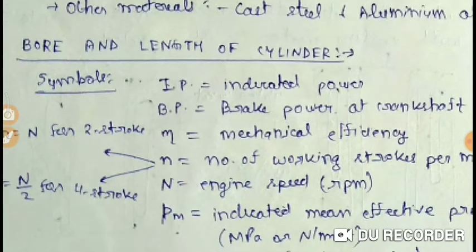Now next, bore and length of the cylinder, very important dimensions. All the cylinders are named according to their bore and length. If we take the square engine, a square engine will have a bore and length of equal size. That means the diameter is equal to the length of the cylinder. To understand that, we will be giving some notations here.